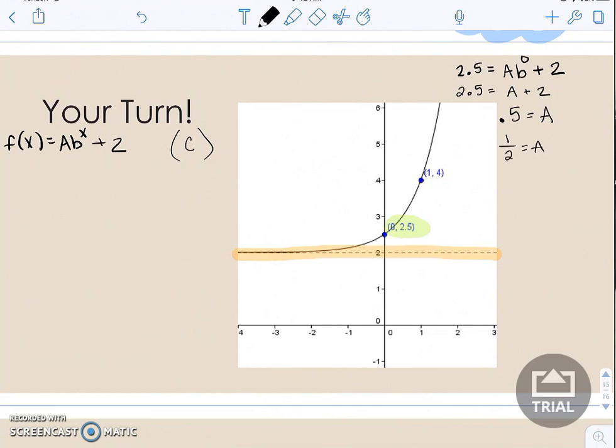I like to keep things as fractions. I don't really like working with decimals. When you get into upper level math, you don't really work with decimals a whole lot, so I like to keep it as a fraction. So this has helped me to find the value of a so that I can rewrite my equation now as f of x is equal to 1/2 times b to the x plus 2. And that is my a.